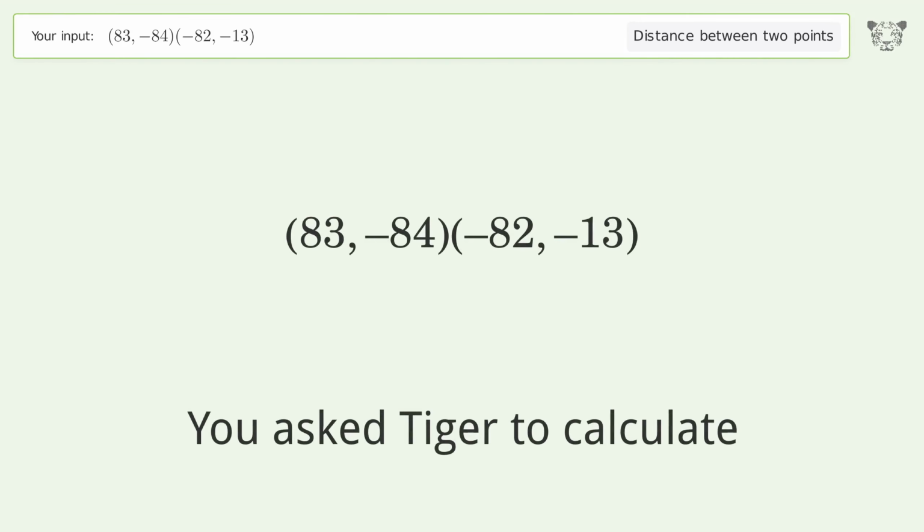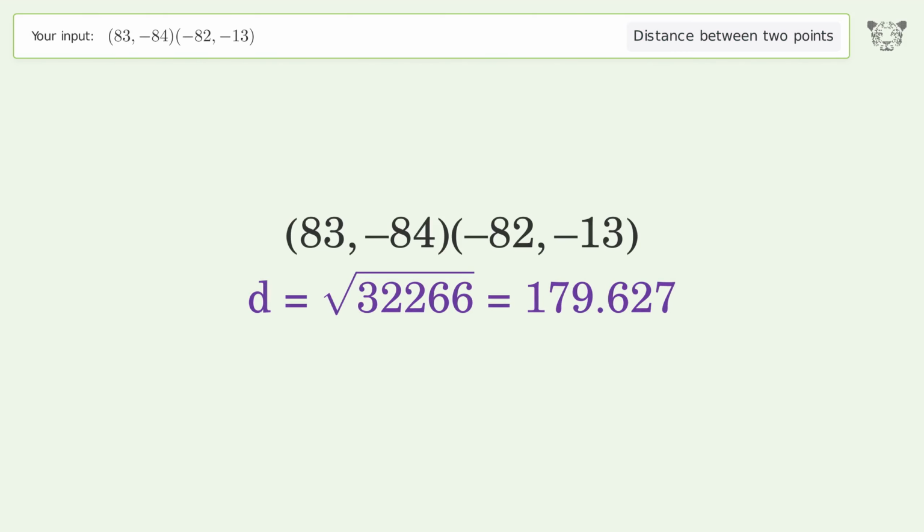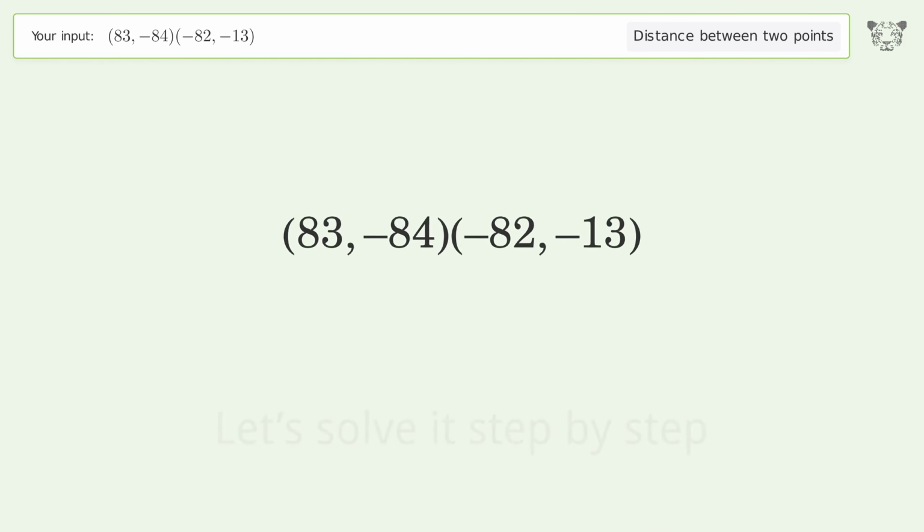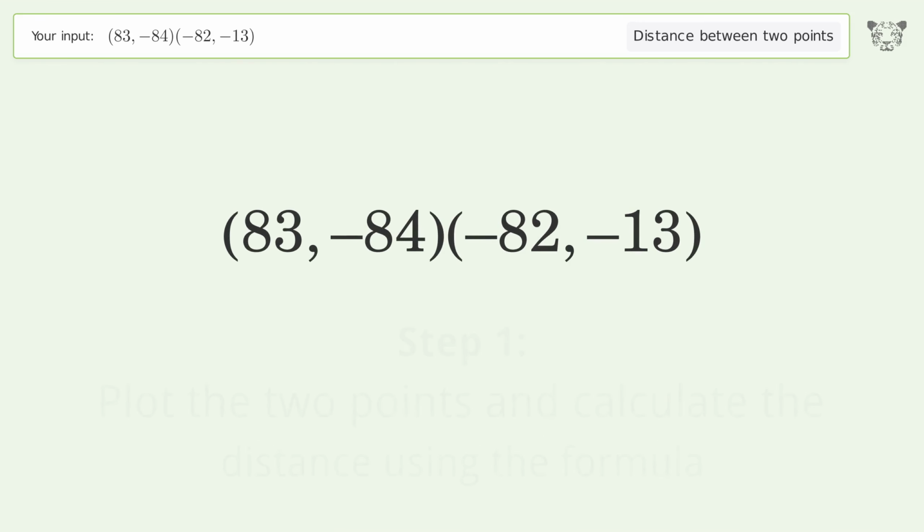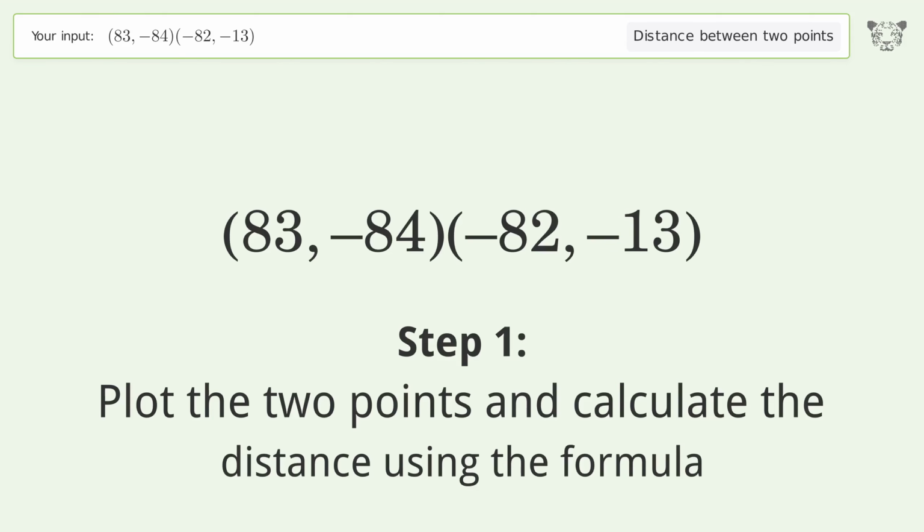You ask Tiger to calculate. This deals with the distance between 2 points. The distance between the 2 points is the square root of 32,266, or 179.627. Let's solve it step by step. Plot the 2 points and calculate the distance using the formula.